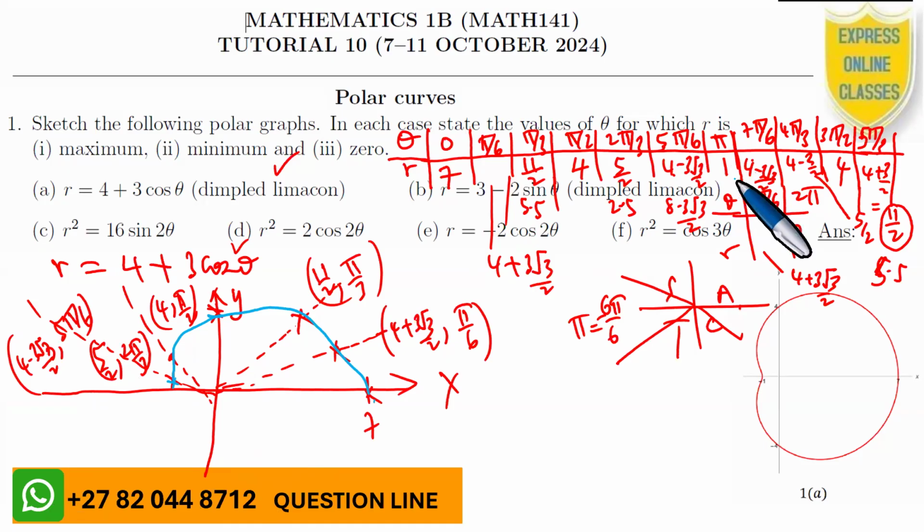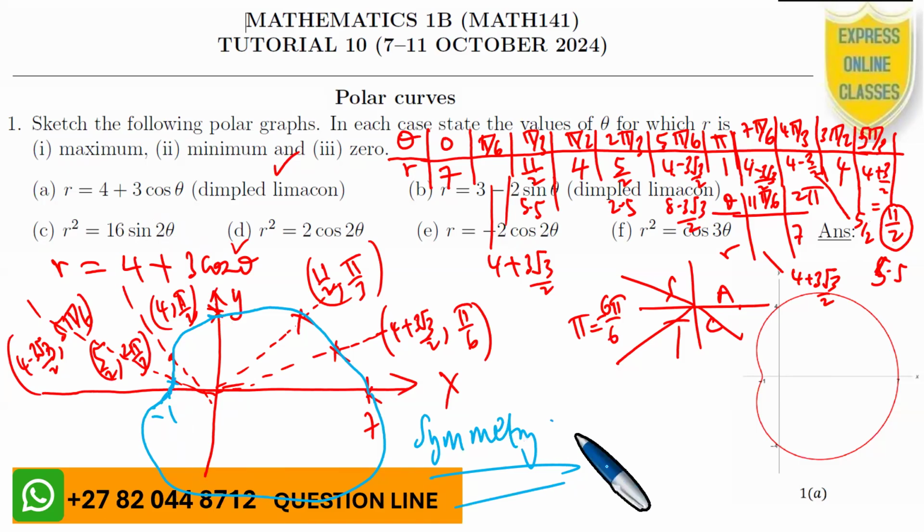And then now we have pi. At pi, you have exactly a 1. But now the 1 is a negative. So it's going to be like this. Because the cosine function is symmetric with respect to the x-axis. So whatever you are seeing here is going to be the image of it. We can still take more of these points, but it's symmetry.